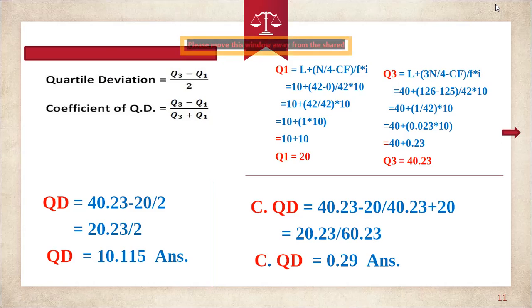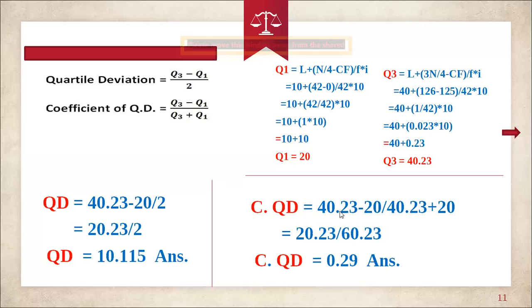Yes, sir. Then, in order to find the coefficient of quartile deviation, the formula is Q3 minus Q1 divided by Q3 plus Q1. So you can substitute these values of Q3 and Q1: 40.23 minus 20, 40.23 plus 20.